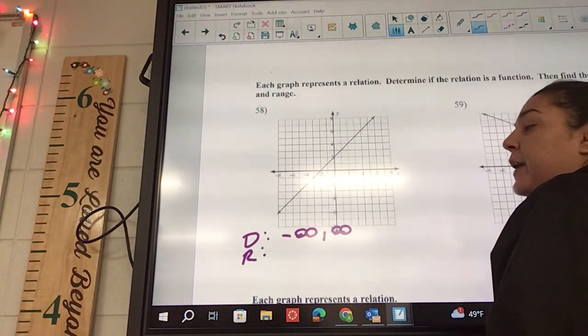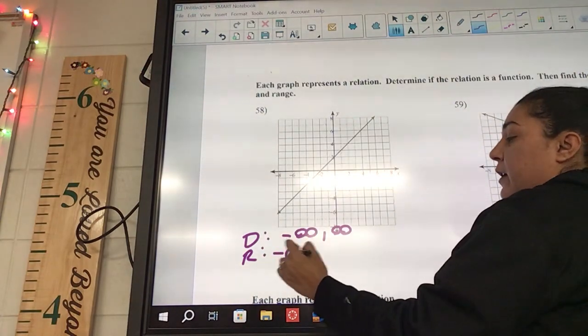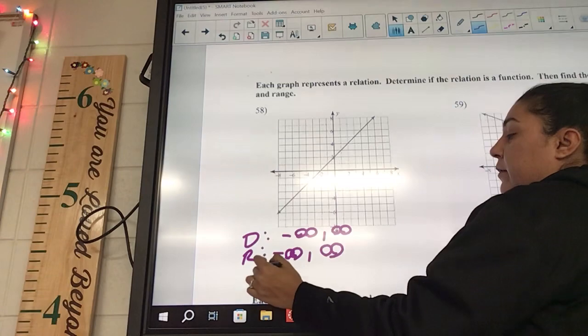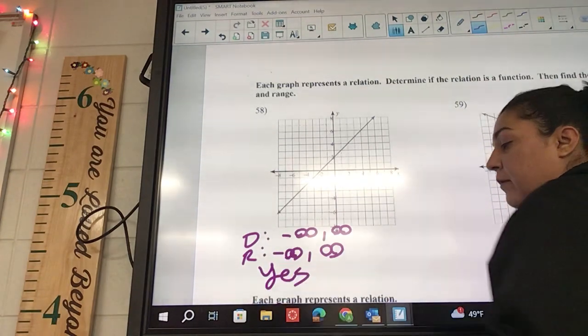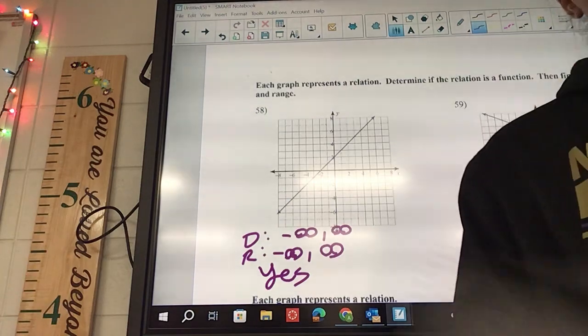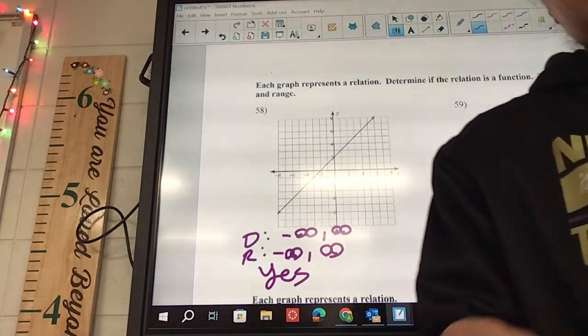Where does it start on the bottom? Infinity. And where does it finish? Infinity. Is this a function? Yes. Okay, the rest is yours. You're more than welcome to work by yourself or with a partner.